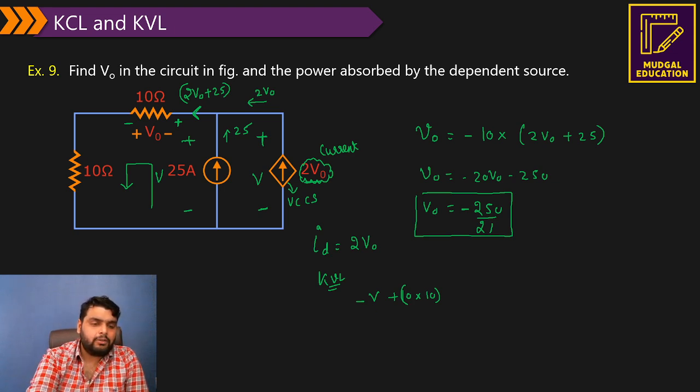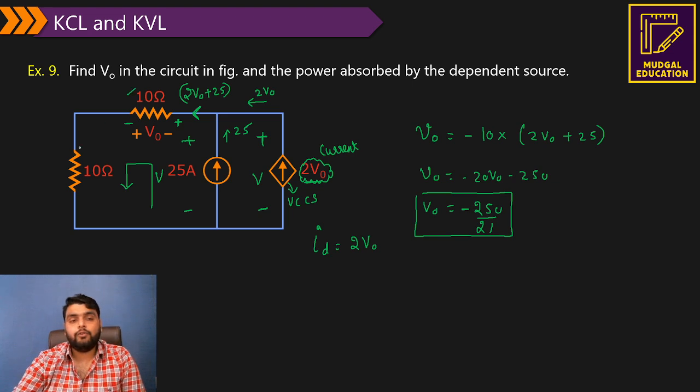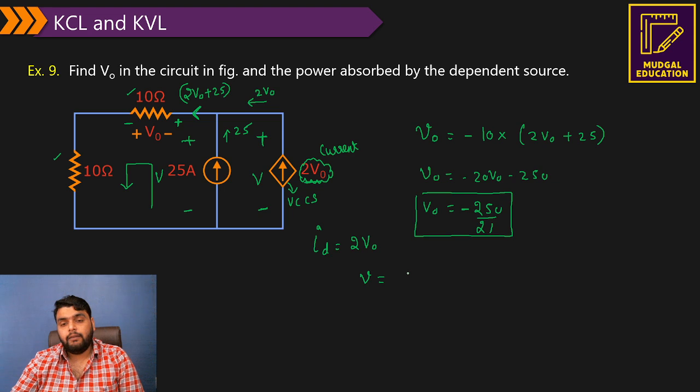Or you can say directly like this: no need to apply KVL. You can also calculate the V directly. How? The voltage is across the series combination of two 10 ohm resistors. So what is the voltage here? The voltage here is 10 plus 10, the total resistance, multiplied by the current, which is 2V0 plus 25. So this becomes 20 multiplied by, 2 times V0, minus 500 divided by 21, plus 25.